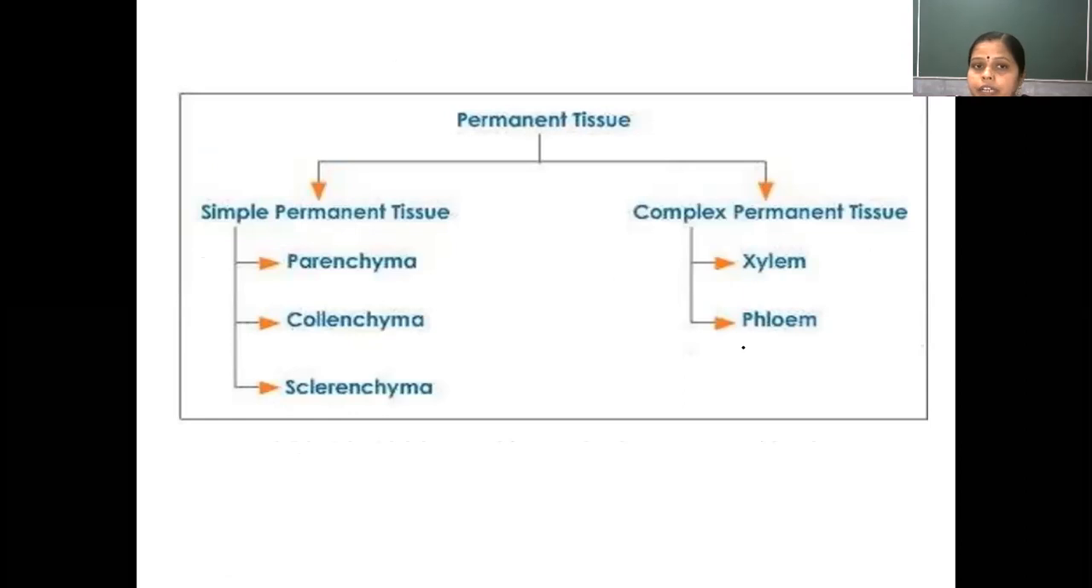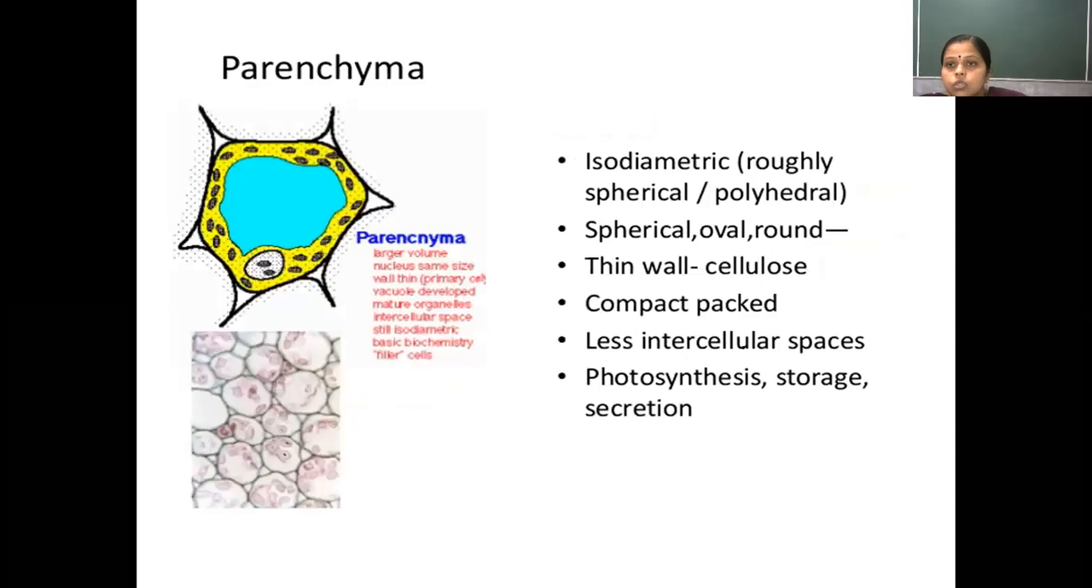So shall we go for an in-detail study of parenchyma, collenchyma, sclerenchyma. This is a simple permanent tissue called parenchyma. The diagram will look like this. This is the whole cell and the enlarged one.